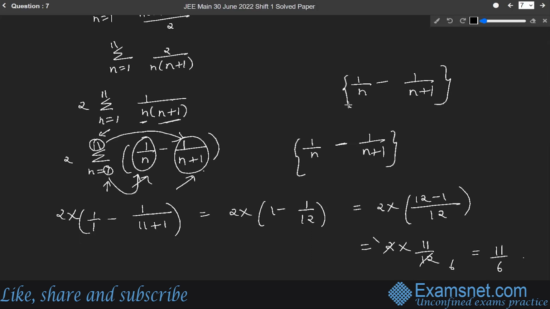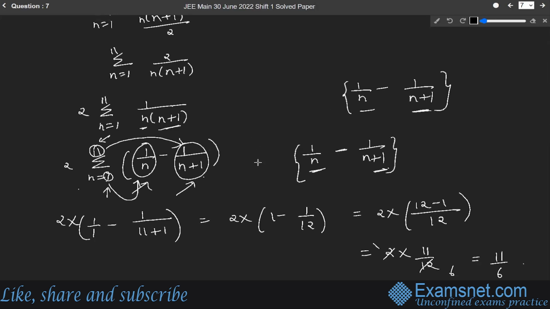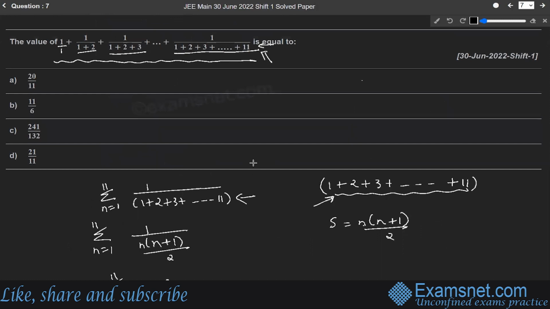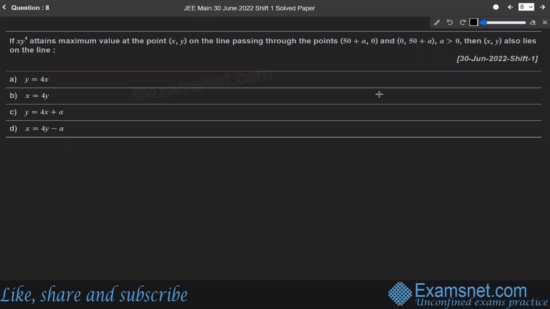This is the simplest trick that you can use in order to solve this type of question. What is the trick? You have to separate the terms and then find the difference of both the terms. We will have two terms. In the first term, we keep the first value, which is n is equal to 1. In the second term, we keep the last value, which is 11. I hope you are clear with this question. For this question, the correct option is option B, that is 11 by 6. Moving on to the next question.